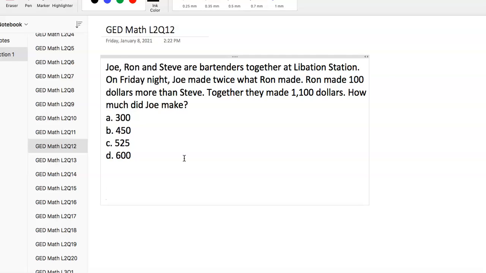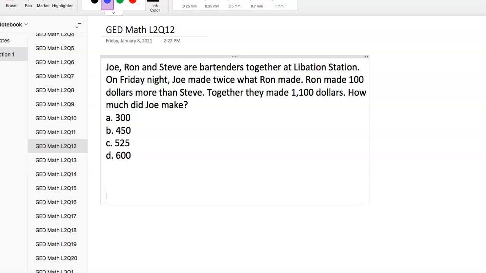Okay, let's see here. Another word problem. People ask about word problems probably more than anything else for the GED. So if you're struggling with it, you are not alone. Let's see how we do this one. Joe, Ron, and Steve are bartenders at Libation Station. On Friday night, Joe made twice what Ron made. Ron made $100 more than Steve. Together they made $1,100. How much did Joe make?